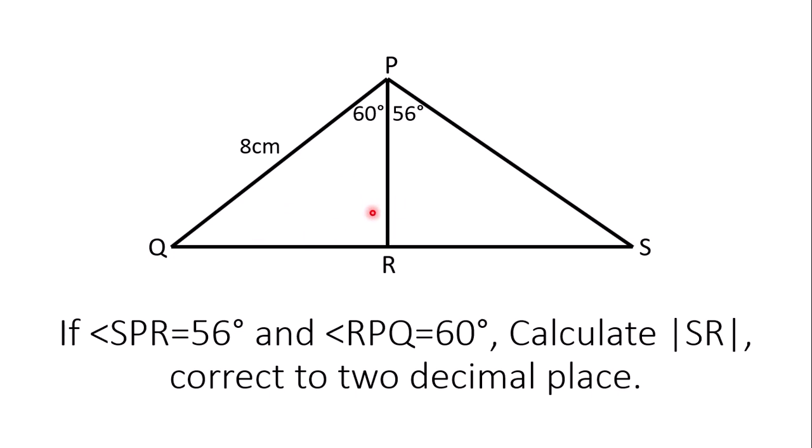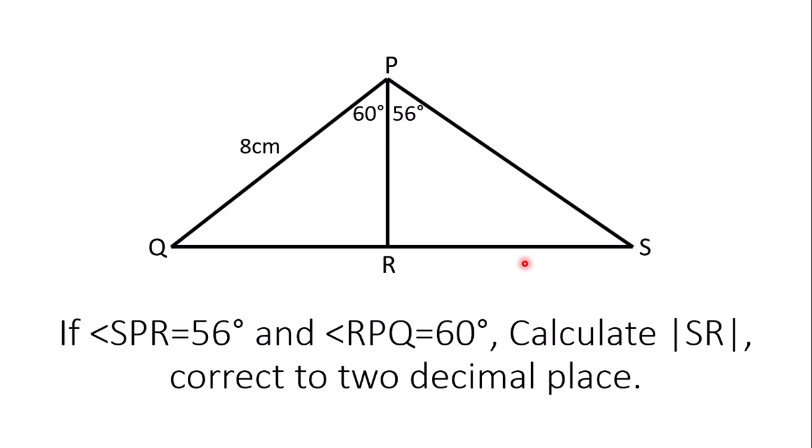Triangle PQR is a whole triangle on its own, but the triangle has been divided because of this line here. Line PR divided the whole triangle, giving us two triangles, that is PQR and PRS. And the question says we should find the length of SR.